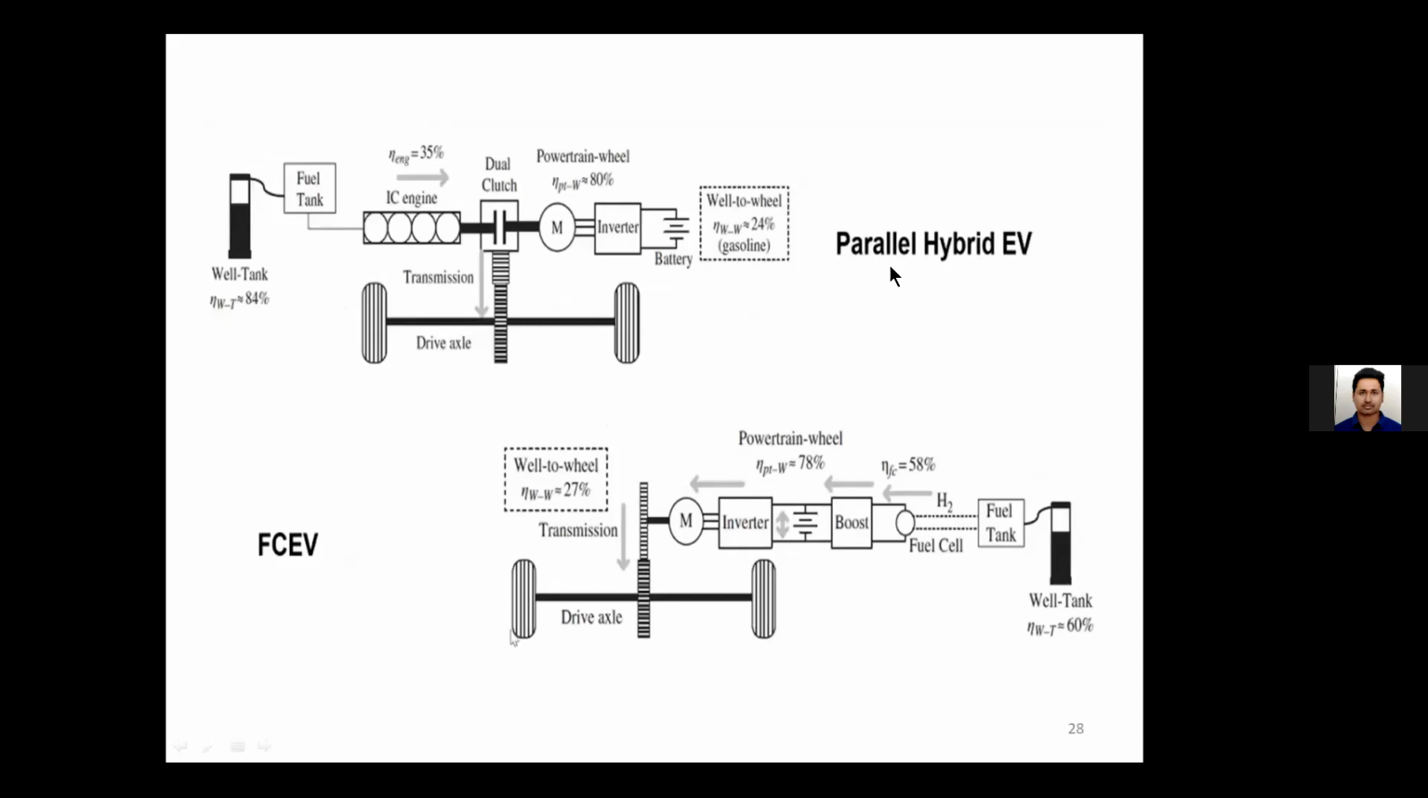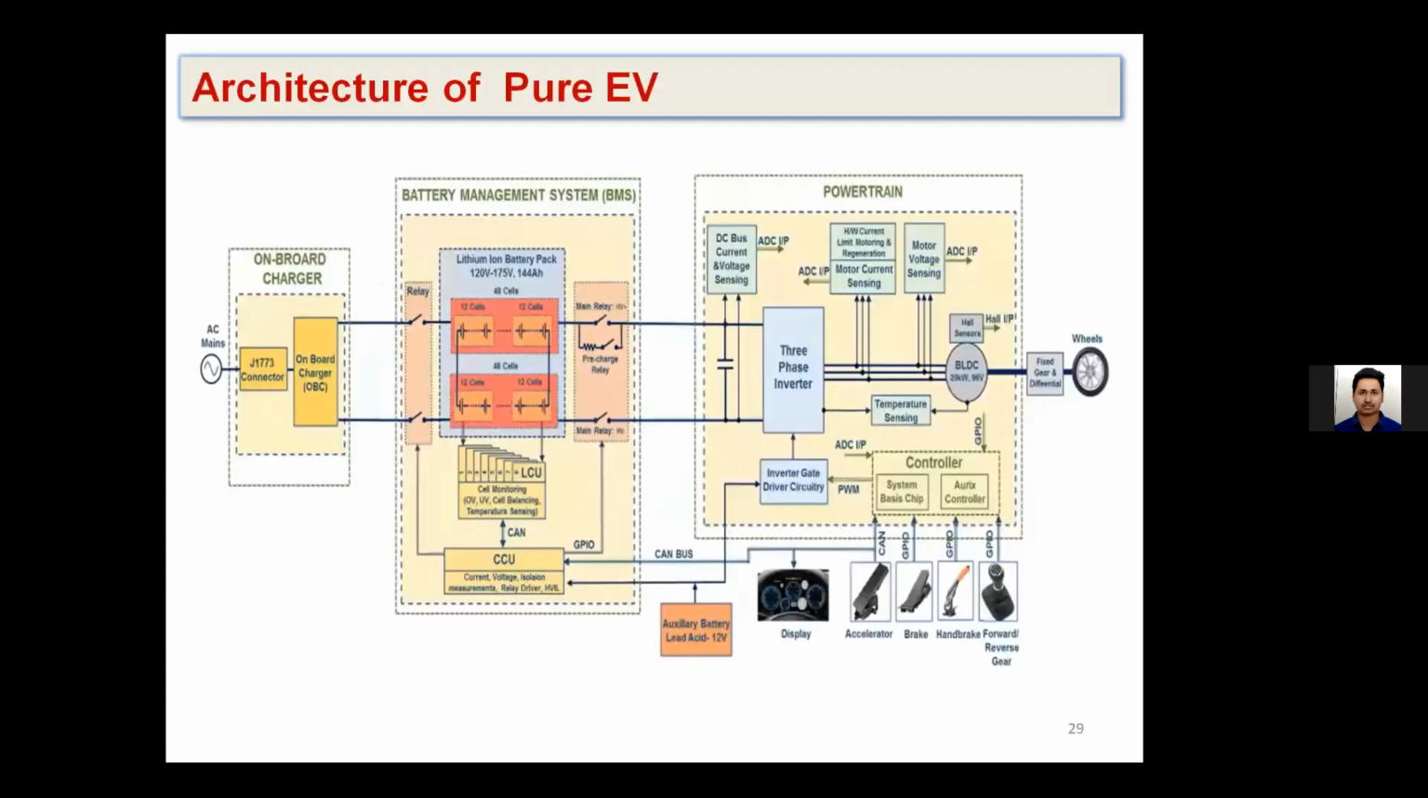Similarly, in a parallel hybrid EV, the well-to-wheel efficiency is around 24%. In the case of a fuel cell based electric vehicle, it's around 27%, which is almost equal to the case of the series hybrid. So from this, we can say the well-to-wheel efficiency is better in all the models, hybrid models or the pure EV, when you compare with the conventional IC engine.